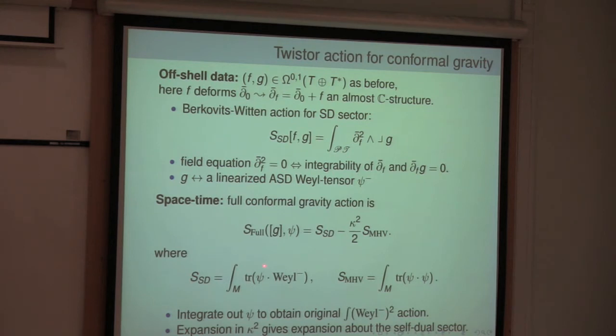Now, in this action, it's very easy to extend it to become the full conformal gravity action. You put in the coupling constant, kappa squared, and this term psi squared. Because what happens is that when you take these two terms together, you integrate out the psi, you discover that the Weyl tensor is kappa squared times psi, and you end up with a 1 over kappa squared in front of the Weyl tensor squared. And this is, up to a topological term, the action for conformal gravity.